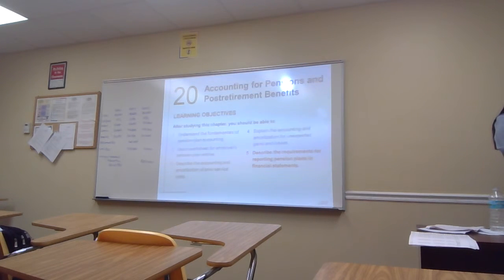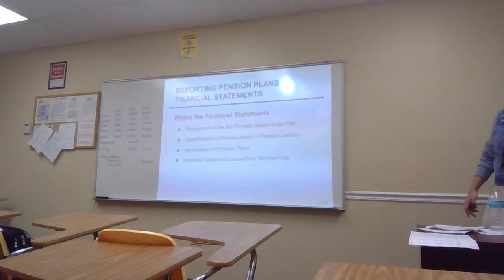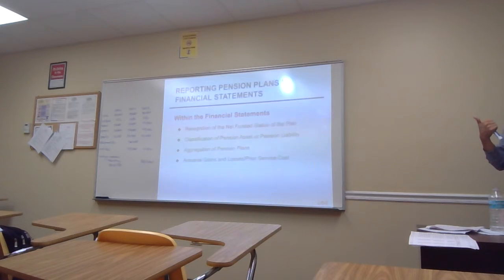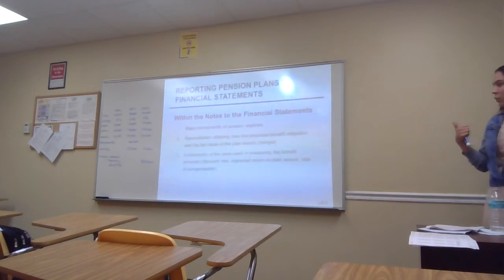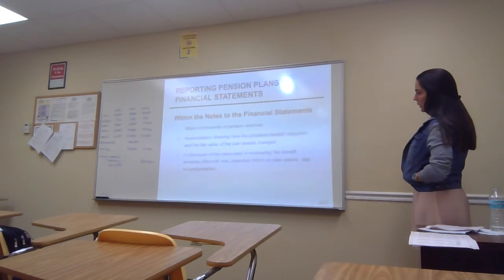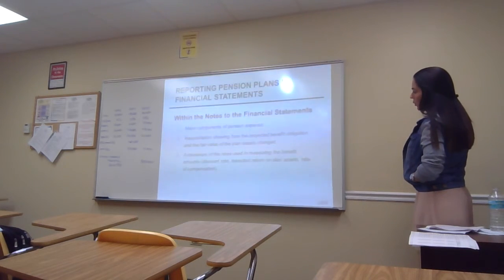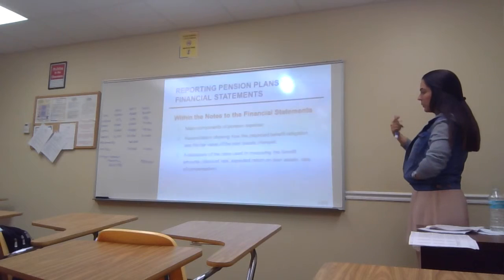Okay, so the last section: describe the requirements for reporting pension plans in financial statements. So this is just now everything we've learned, where it goes on your financial statement. Within the financial statement, we need to record recognition of the net funded status of the plan, classification of pension asset or liability, aggregation of pension plans, actuarial gains or loss, and prior service cost. In your notes, you're going to list the major components of your pension expense, a reconciliation showing how the projected benefit obligation and the fair value of the plan assets changed, and a disclosure of the rates used in measuring the benefit amounts, whatever discount rate, expected rate of return.